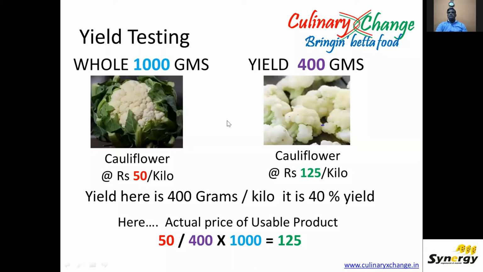How do we find the price of this particular cauliflower florets? Price of this usable part is equal to 50, which is the price of the whole food, divided by the yield, which is 400 grams, multiplied by 1000, which is the whole food's weight that we have taken for yield testing. This formula will be useful for you in taking a yield test on any product like chicken, fish, lamb, or any product we use in our food production.